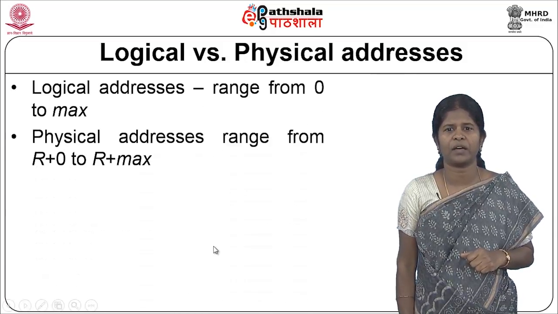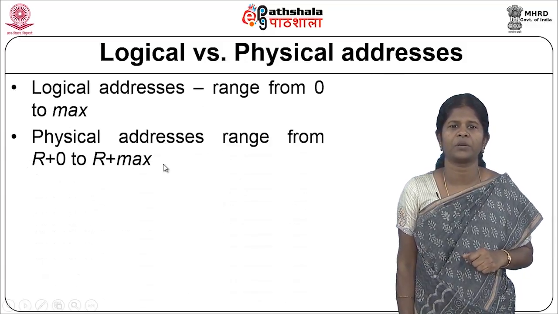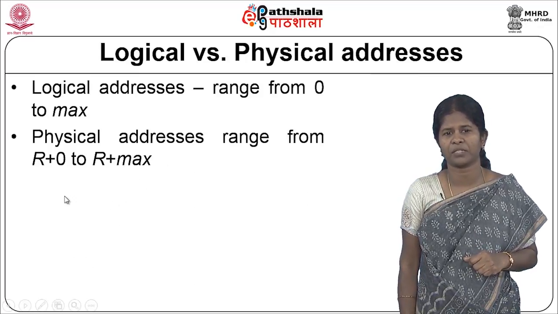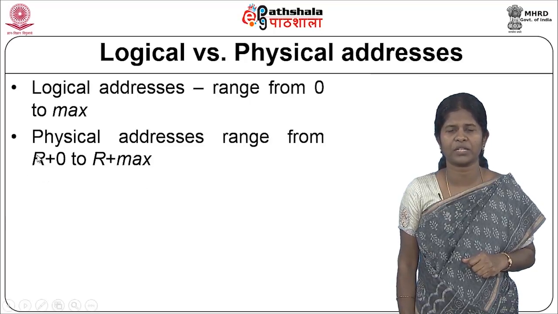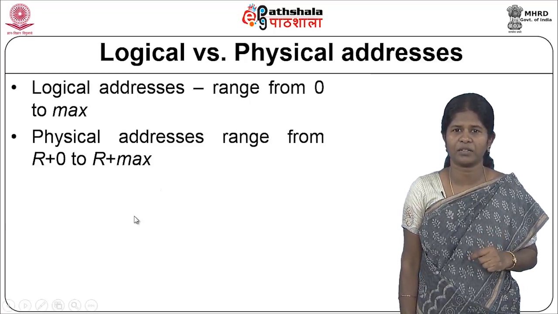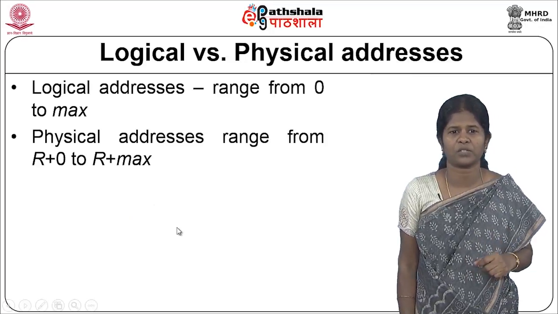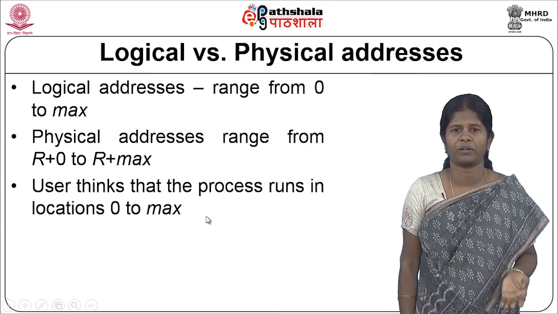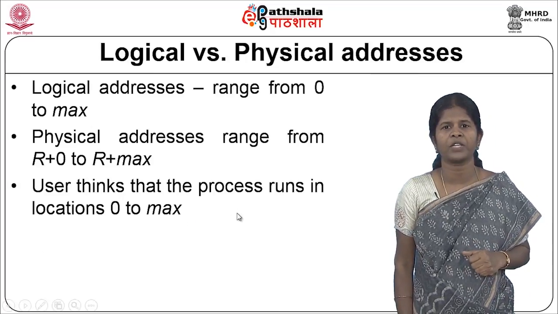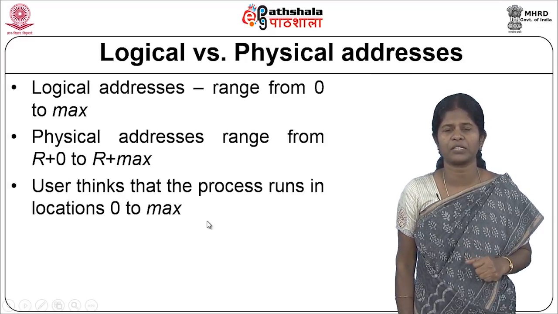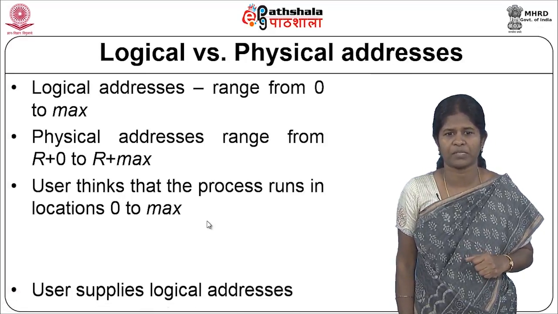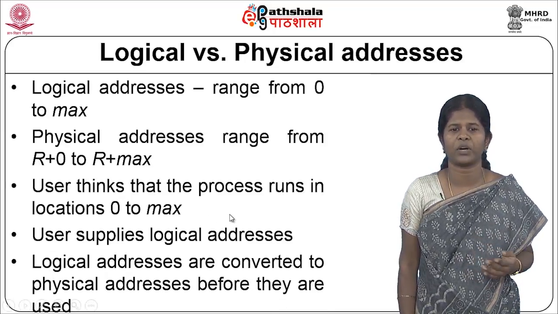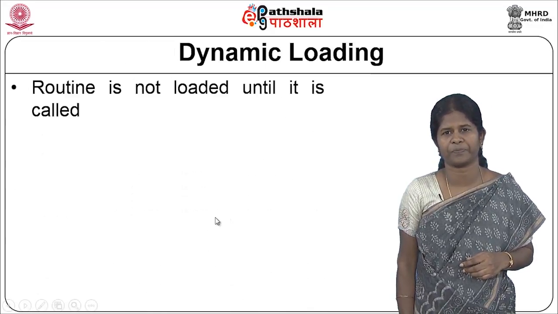So, logical addresses range from 0 to some max value, but the physical addresses range from R plus 0 to R plus max. That is, R is the relocation register value where you store the starting address from where that particular process is being stored. So, the user here, as I told you, need not know where exactly the process is placed in memory. The user just thinks that the process runs in locations from 0 to max, and the user will just supply the logical addresses. The logical addresses are converted to physical addresses before they are used.